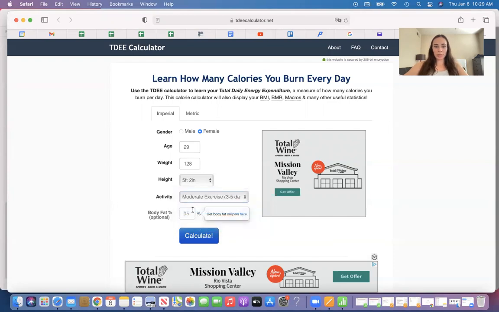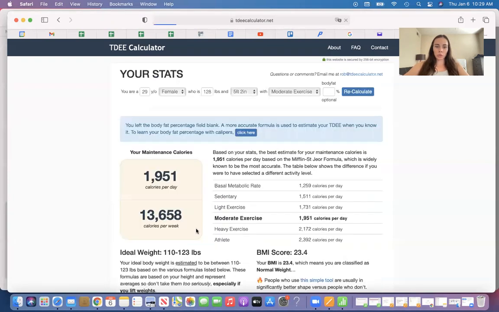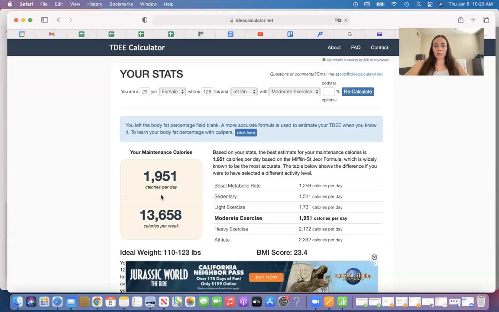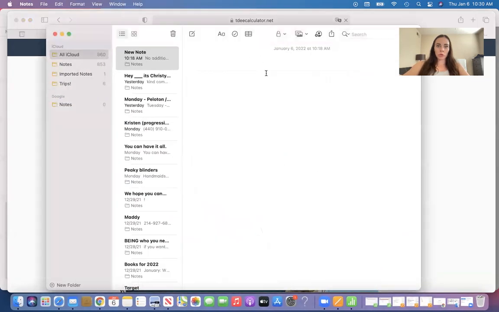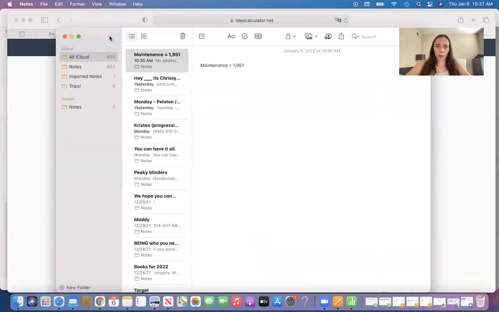So I'm going to do moderate for myself, and then not doing body fat. And so maintenance calories, just from my knowledge, I know that this is pretty dang accurate. So I'm just going to pull up some notes, and we're going to say that my maintenance is 1951, right? Cool. Okay.